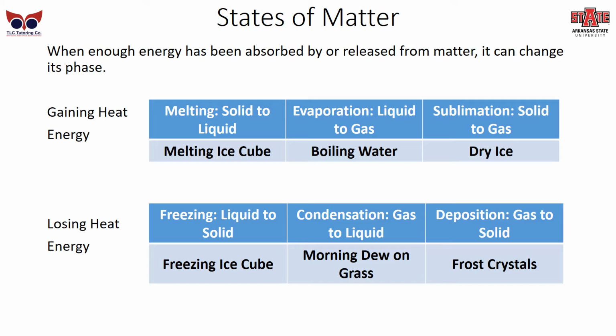Now, for losing heat energy, where the energy is released from the matter, you have freezing, liquid to solid. So freezing an ice cube in your freezer. Condensation would be gas to liquid. That's morning dew on the grass when you walk outside. There was moisture in the air and it condensed onto the grass. And then deposition is a gas to a solid. This would be like frost crystals in a heavy freeze, where you get those little fuzzy crystals on your car. Often the moisture in the air went straight to a solid when it's cold enough.